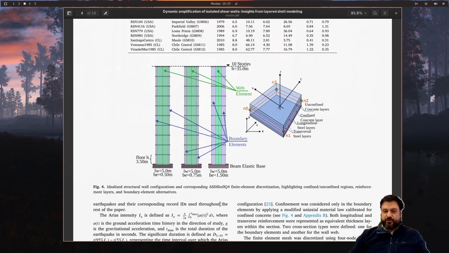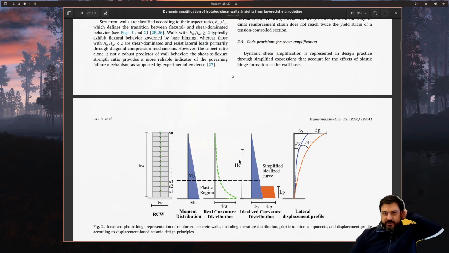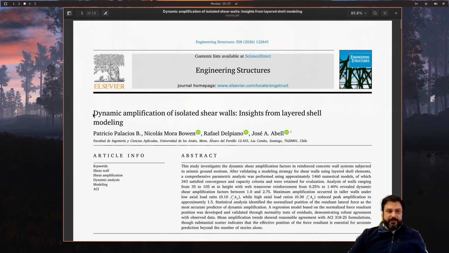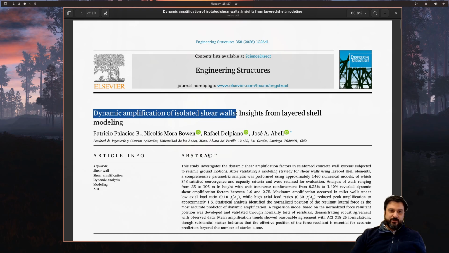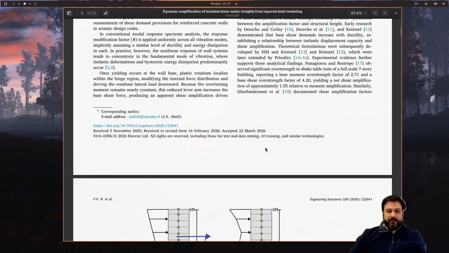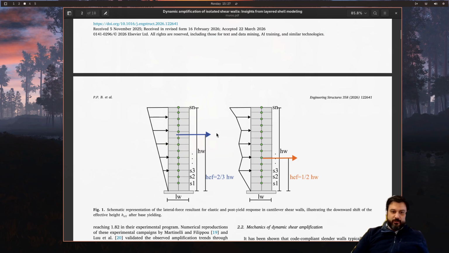Now, what's the research question? The research question is about dynamic amplification of isolated shear walls. Now, what is this? What you observe, or what the code observes, is that during nonlinear response of the structure, the base shear gets amplified while the base moment remains the same. And the mechanism for this is rather simple to explain.